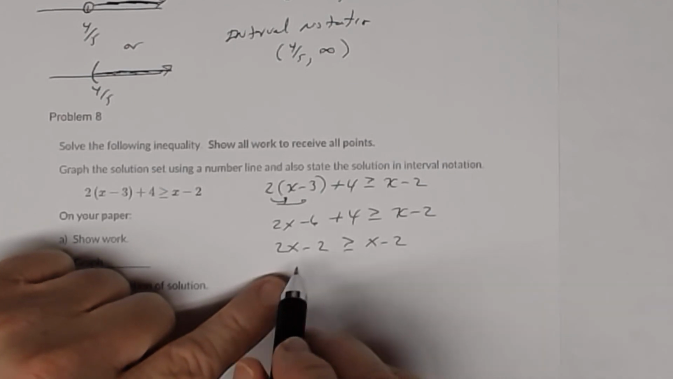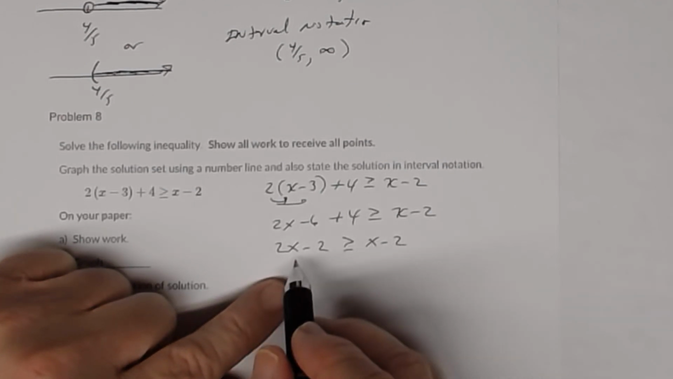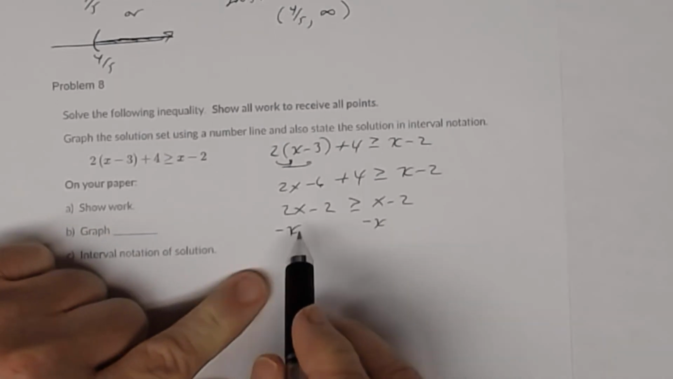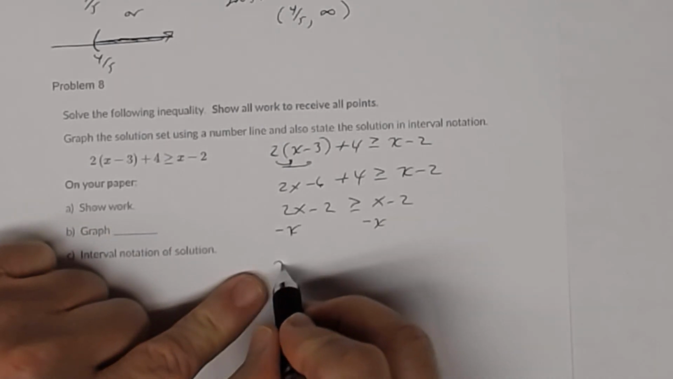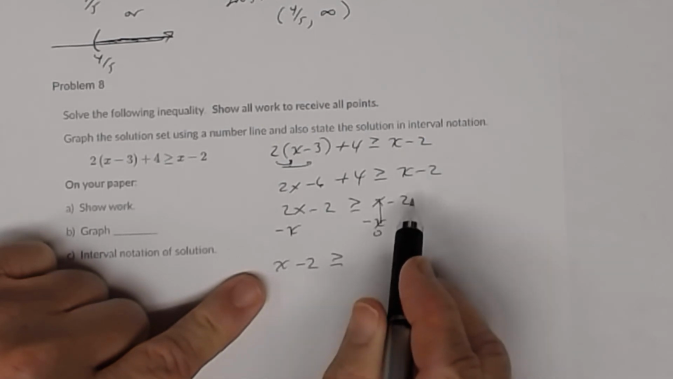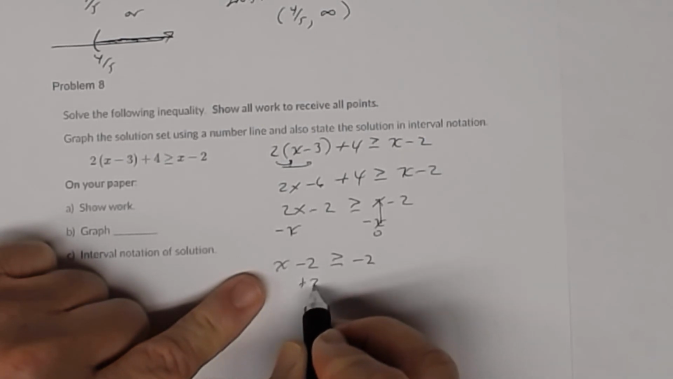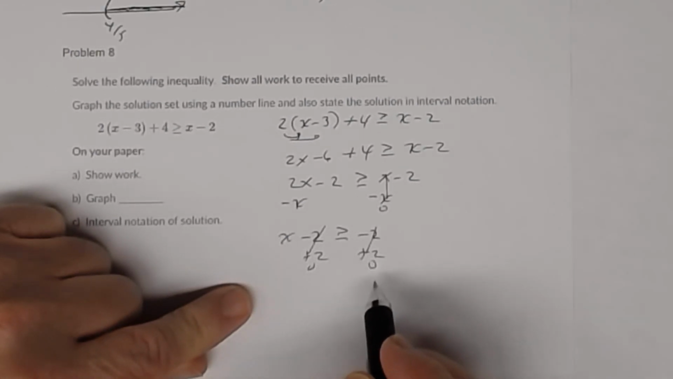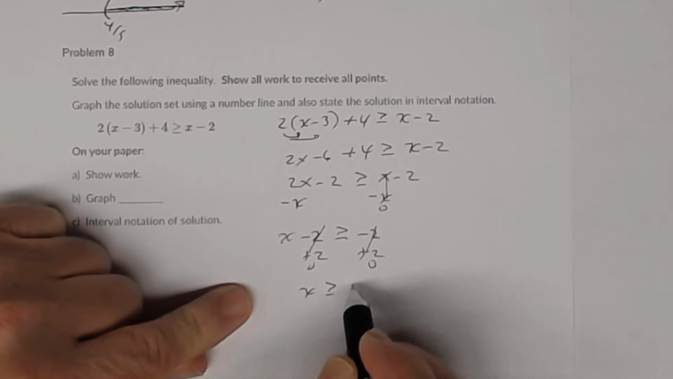So just like we solved a linear equation, we're going to bring the variables to one side, constants to the other. So let's go ahead and subtract x from both sides, and then combine like terms. 2x minus x is x, minus 2 is greater than or equal to, and that's 0, subtract 2, which is negative 2. Adding 2 to both sides, when I combine like terms, this is 0 and this is 0. So I get x is greater than or equal to 0.